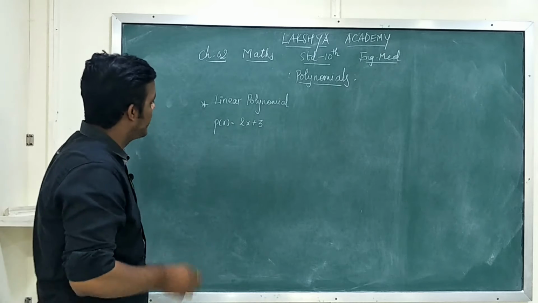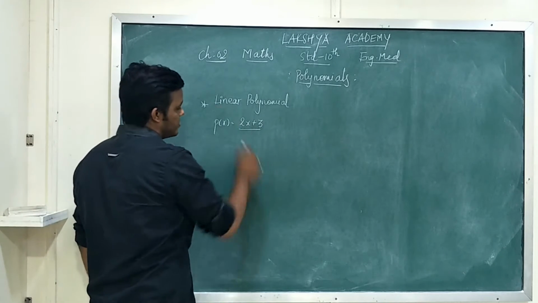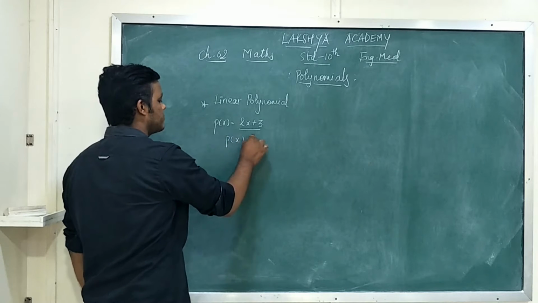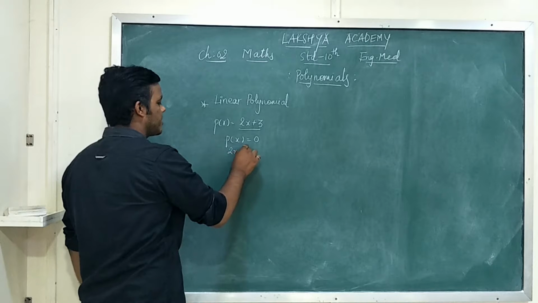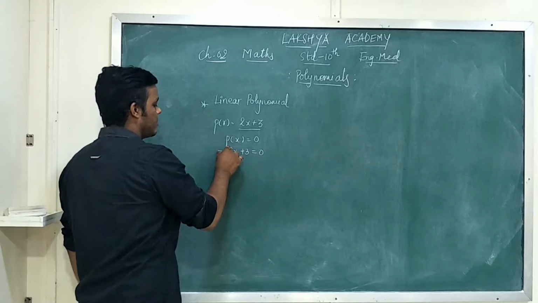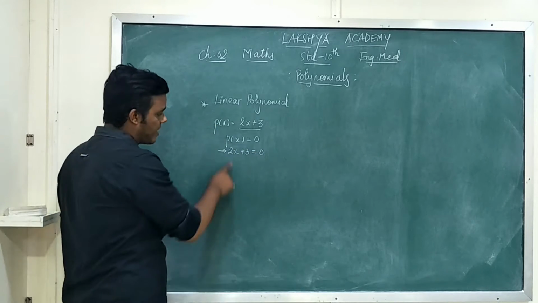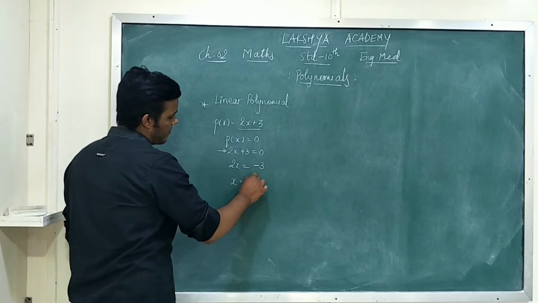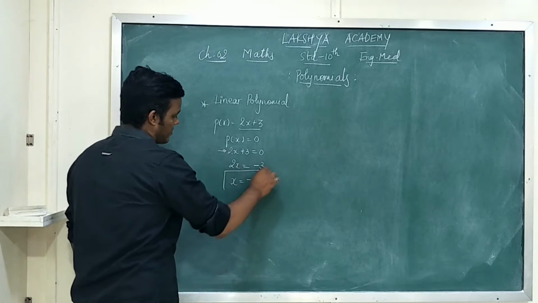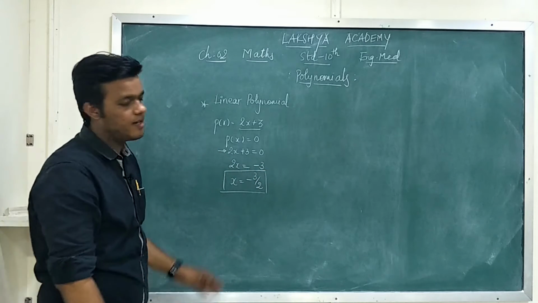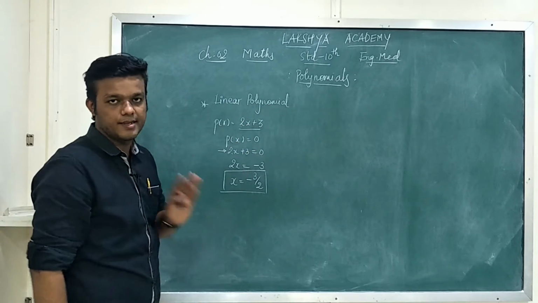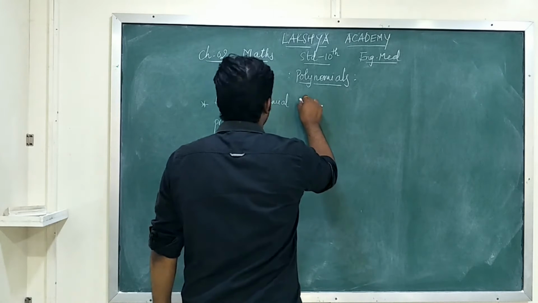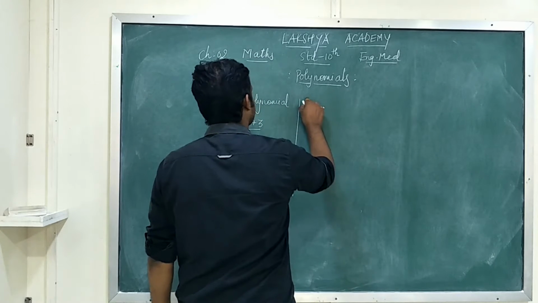Now to find zeros of 2x plus 3, we should take p of x equals 0, which is 2x plus 3 equals 0. And to find the zero, that is the value of x, 2x equals minus 3, so x will be minus 3 by 2. This is the zero of our linear polynomial 2x plus 3. Simple, right? Now, next, quadratic polynomial.